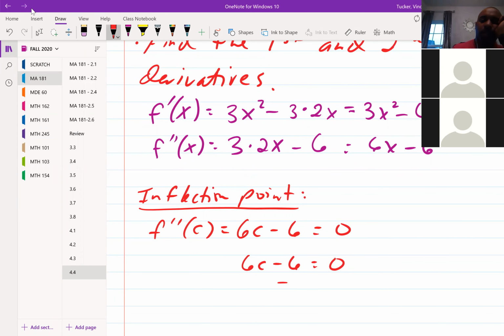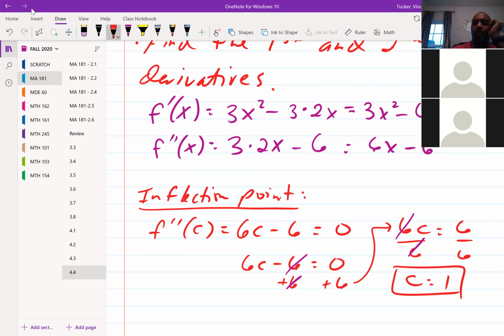Add 6 to both sides. And y'all approve of this part, so then divide by 6. So we have an inflection point at c equal to 1.